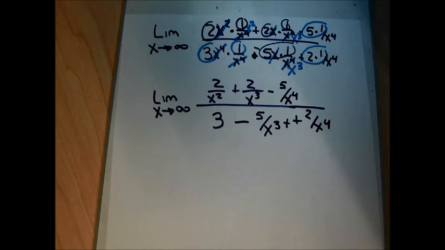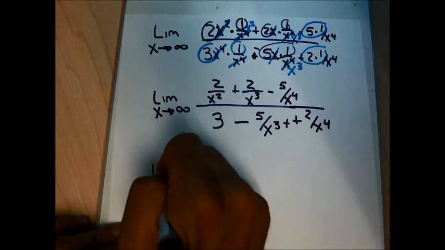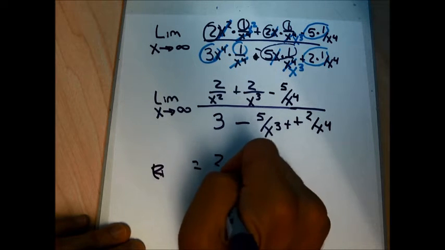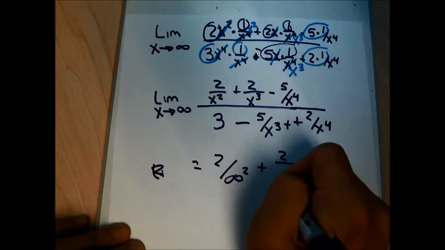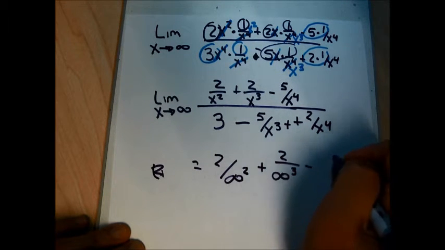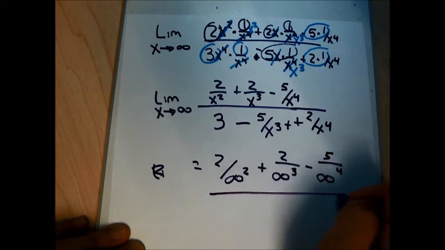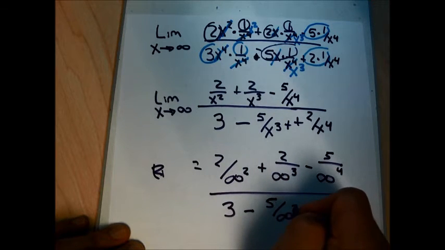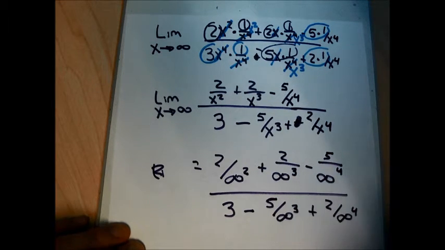Now I have just a boatload of fractions. I'm going to plug infinity in for the x's. So I'm going to get the limit. Whoops, I won't write the limit anymore because I'm plugging the infinity in. I'm going to get 2 over infinity squared plus 2 over infinity cubed minus 5 over infinity to the fourth over 3 minus 5 over infinity cubed, and then plus 2 over infinity to the fourth.